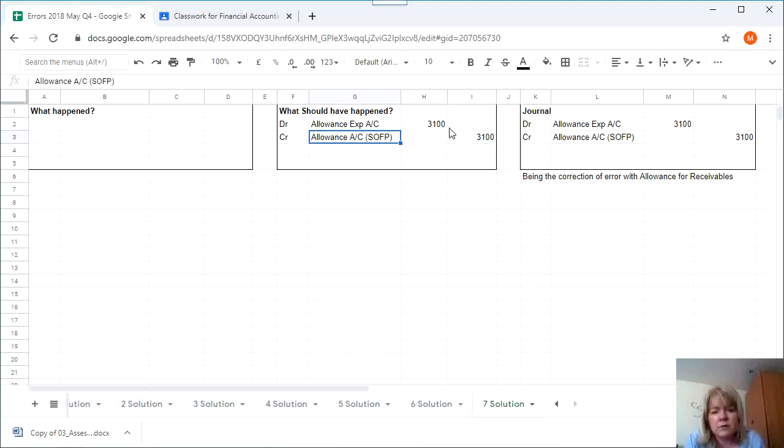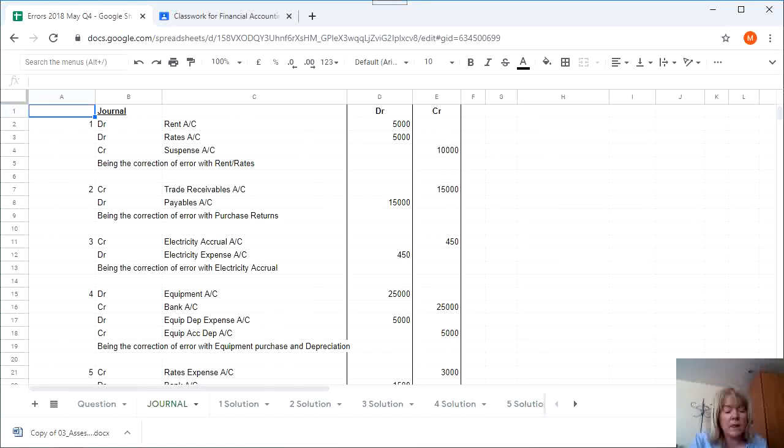So what should have happened is actually your solution, your journal entry, and just a statement underneath that to explain that this is correction of an error of omission with the allowance for receivables. Okay, so when you have your workings done, the end result, of course, is journal entries. So you need to write up the journal.